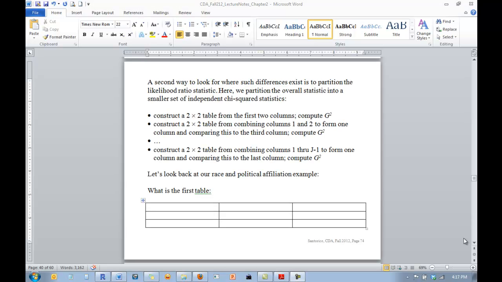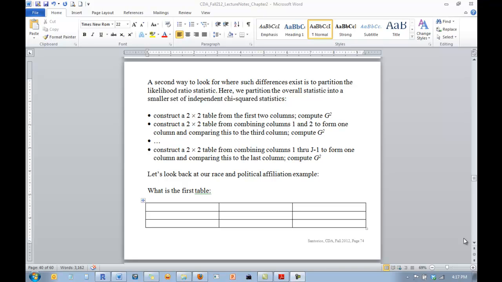Another way to look at where differences exist is to partition your chi-square statistic. I'm going to mention one way of doing this. This corresponds specifically to the likelihood ratio statistic, because here we're going to be able to take your likelihood ratio statistic and decompose it into a smaller set of independent chi-square statistics. One way to do this is to start by taking your first two columns, which will be a 2x2 table, and compute a likelihood ratio test for that.